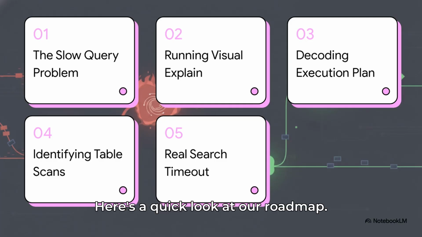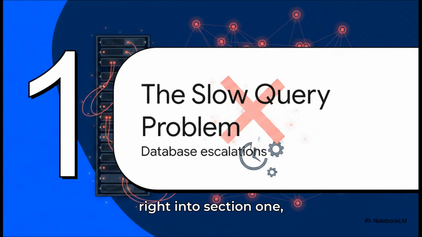Here's a quick look at our roadmap. First, we'll cover the slow query problem. Second, running Visual Explain. Third, decoding the execution plan. Fourth, identifying table scans. And finally, number 5, a real scenario involving a search timeout. All right, let's jump right into section 1, the slow query problem.